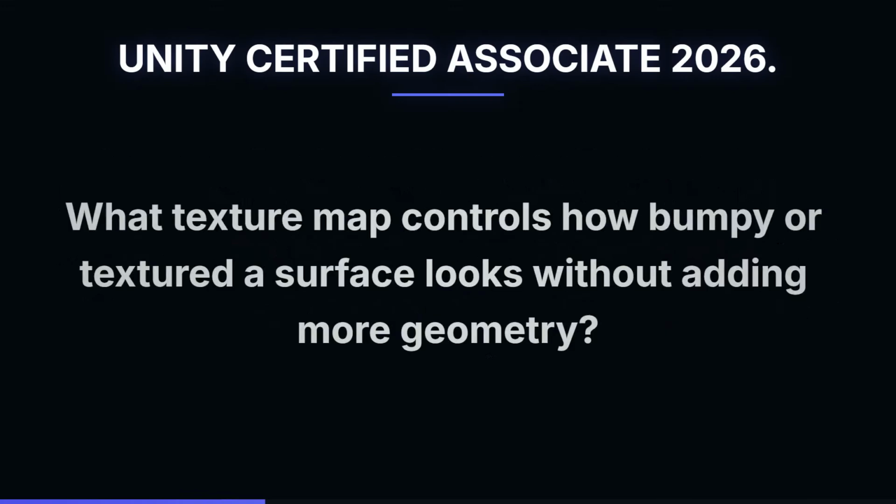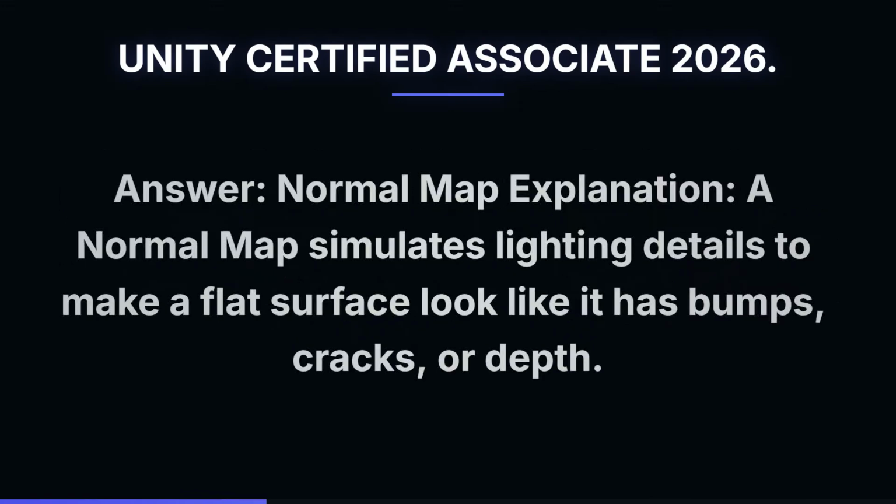8. What texture map controls how bumpy or textured a surface looks without adding more geometry? Answer: normal map. Explanation: a normal map simulates lighting details to make a flat surface look like it has bumps, cracks, or depth.